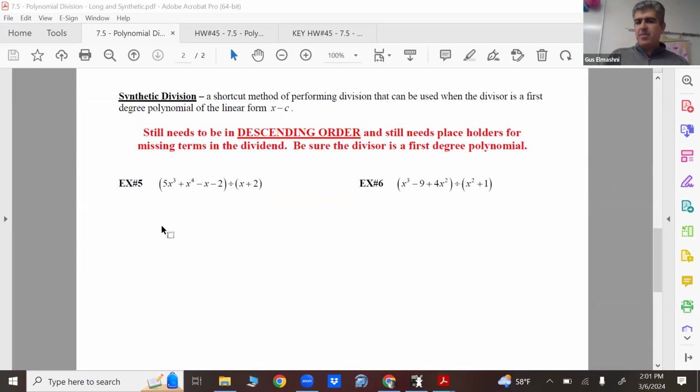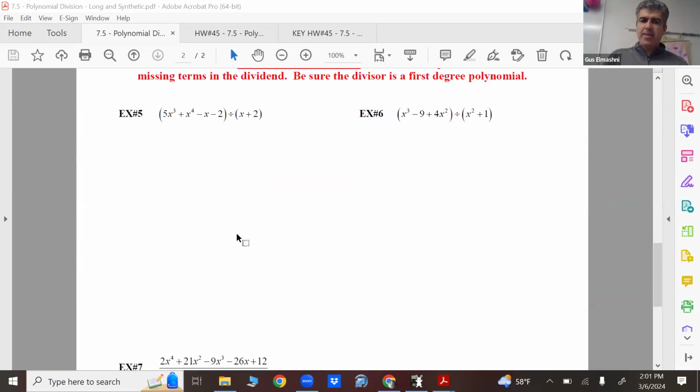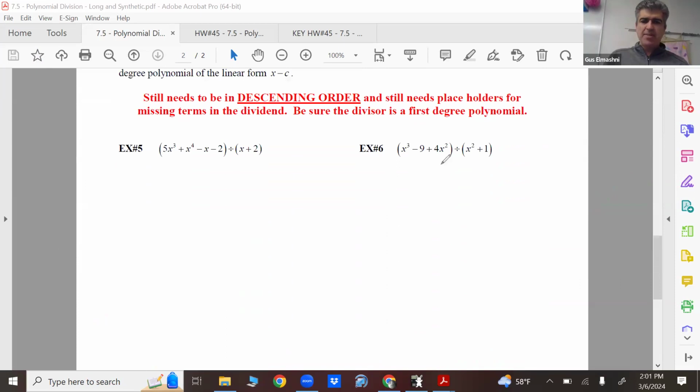So synthetic division, again, more of the same stuff. You can't do it for example 6. I don't know why that's there. So let's just cross off example 6.